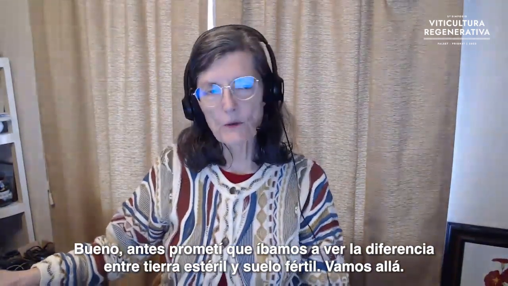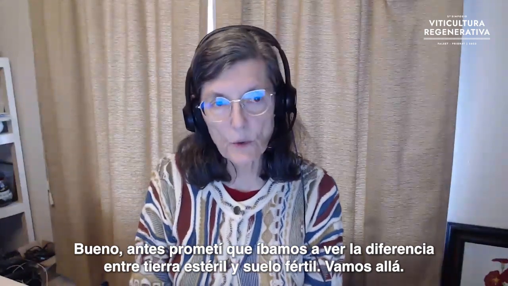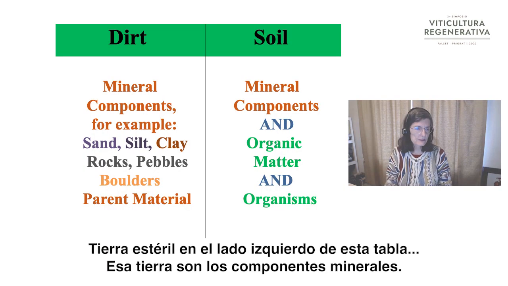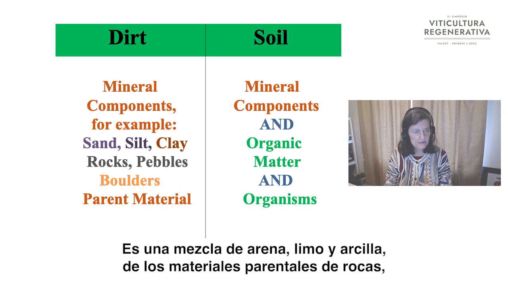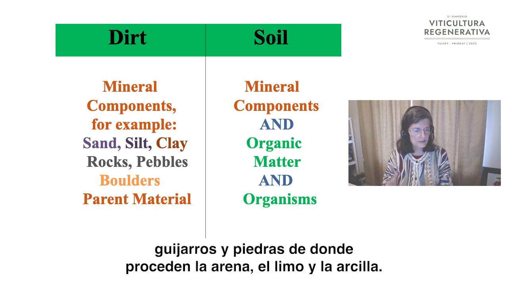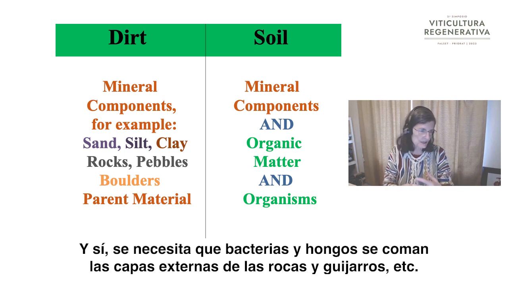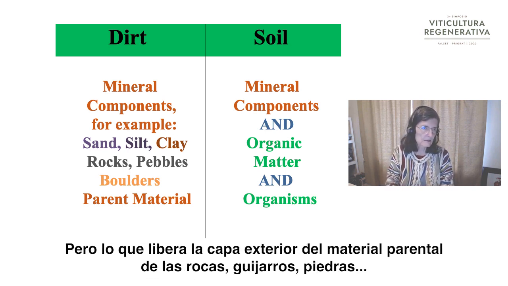So I promised you that we would cover the difference between dirt and soil. So here we are. Dirt is over on the left-hand side of this table. Dirt is the mineral components. It only has the mineral components within that material. The mix of sand, silt, clay, rocks, pebbles, boulders, parent materials, the things from which sand, silt, and clay come from. And yes, it does require bacteria and fungi to be chewing away at the outside layers of the rocks and pebbles, etc. But that's what releases the outside layer of the rocks, pebbles, boulders, parent material.